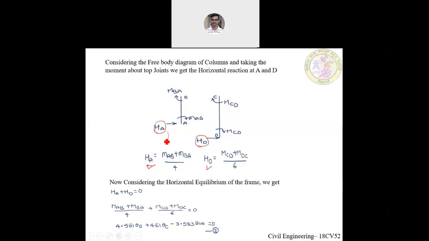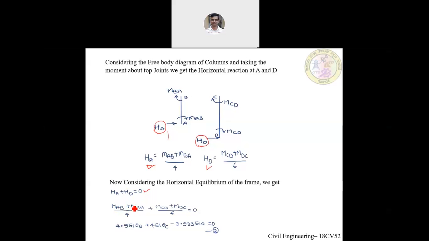Now, if I look at the frame, we do not have any horizontal forces acting on the frame, because of which I can say the horizontal equilibrium is HA plus HD should be equal to 0. If there are horizontal forces, we have to consider those horizontal forces instead of 0. So we have to take the summation of horizontal forces to be equal to 0. In this case, we do not have any horizontal forces acting on the frame, because of which we are taking it as 0. Now I'll substitute what is HA.